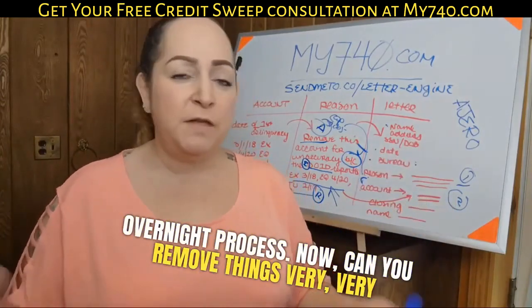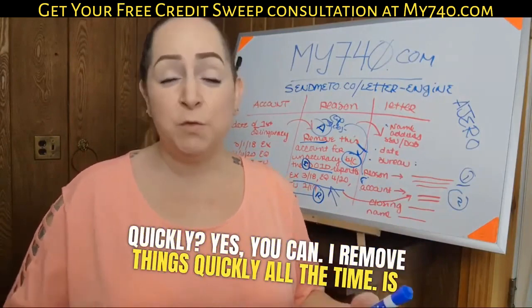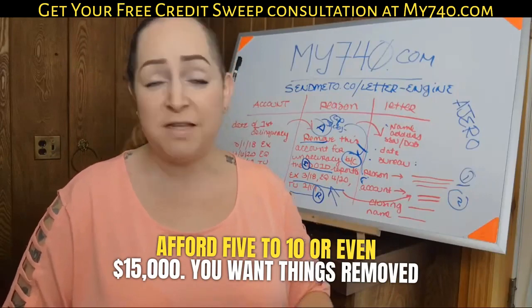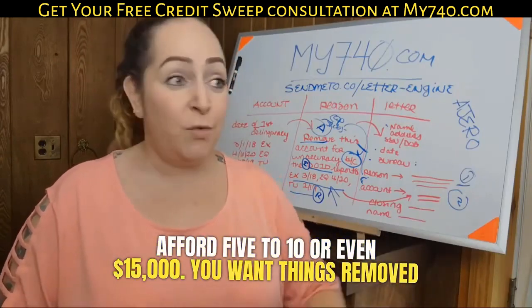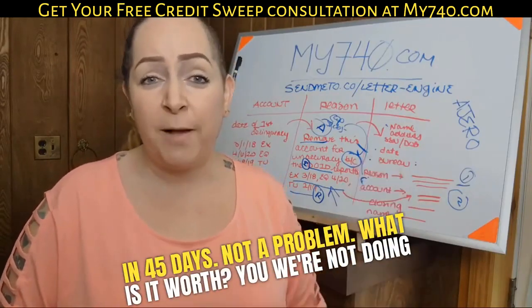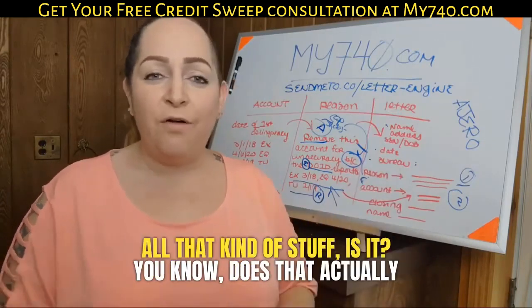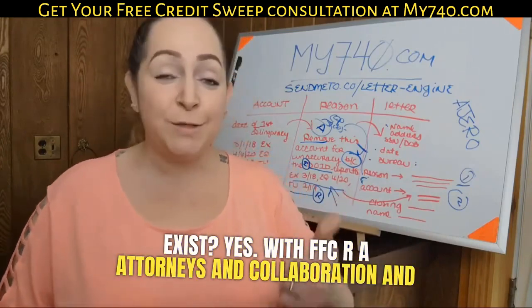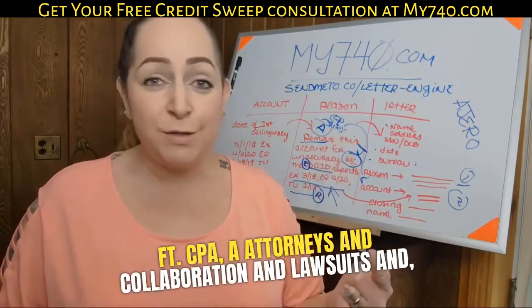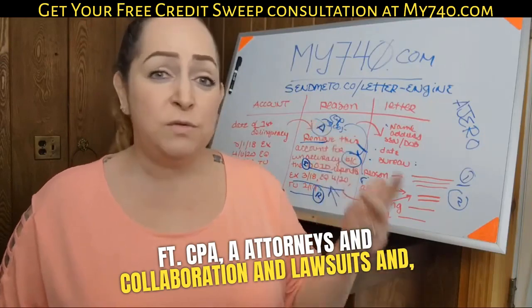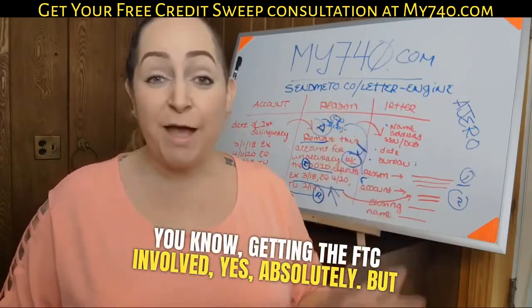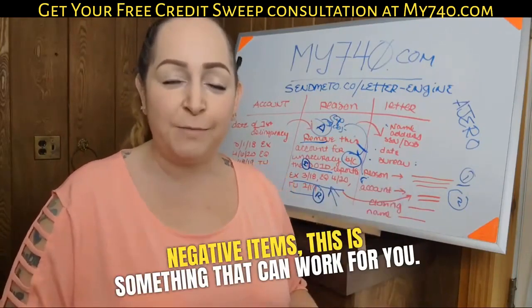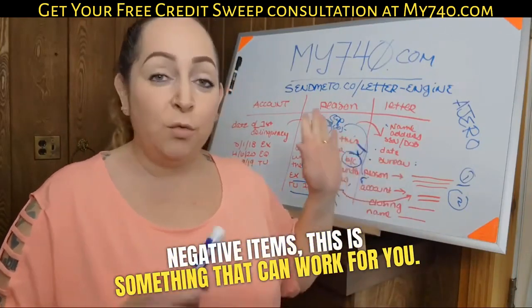Now, can you remove things very, very quickly? Yes, you can. I remove things quickly all the time. Is there a faster way to do things? Yes, but most people cannot afford $5,000 to $10,000 or even $15,000. You want things removed in 45 days? Not a problem. Does that actually exist? Yes, with FCRA attorneys in collaboration and FDCPA attorneys in collaboration and lawsuits and getting the FTC involved. Yes, absolutely. But for the regular consumer that just wants to remove their negative items, this is something that can work for you.